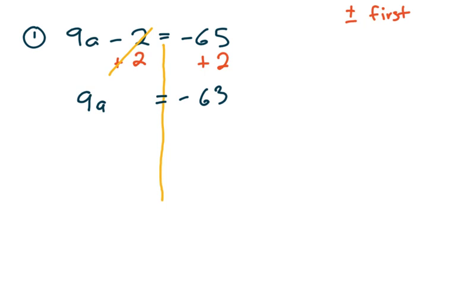This is 9 times a. So we're going to do our multiplying and dividing second. This problem says 9 times a equals negative 63. So the opposite of multiplying by 9 is to divide each side by 9, so that the 9s cancel out. So we get that a equals negative 7.